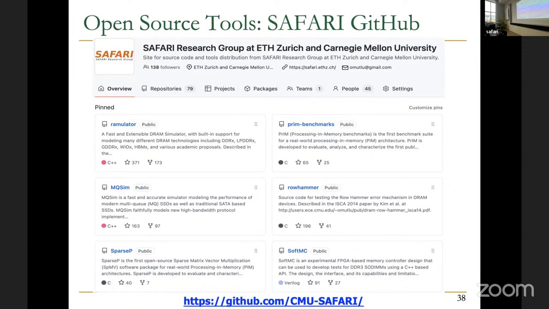Could you say it again? Are assembler languages still used for this kind of thing? I wouldn't say assembly. I don't see a lot of benefit to assembly, but certainly lower level things like hardware description language are very common. SoftMC has a lot of very low-level code, right? Because that's what we program the FPGA with. But yeah, we don't do a lot of assembly, I would say.